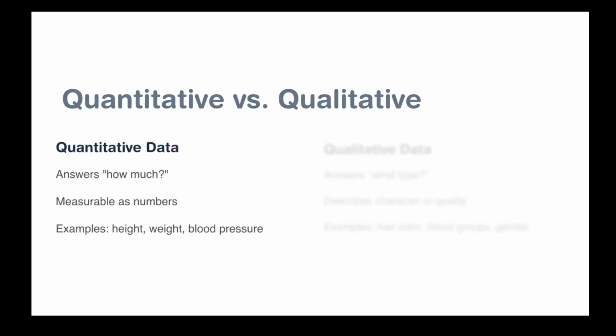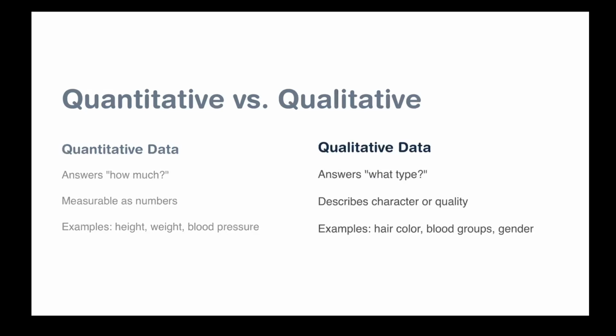In quantitative data types, we answer how much. It is measurable as numbers, like height measured in centimeters, weight in kilos, BP in millimeters of mercury. Whereas in qualitative data, we answer what type. It describes character or quality, like hair color, blood groups, gender. We don't have any quantity in this one, right? So it's a type. It's qualitative data.